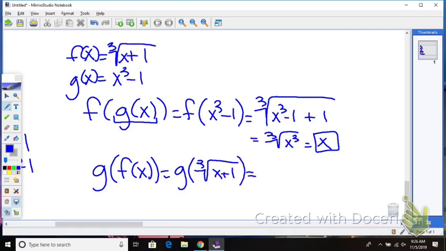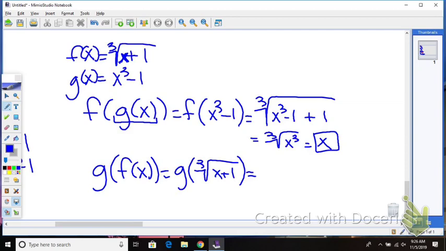Okay, so for f of g of x, I replaced with my g of x, which was x cubed minus 1. I plugged that into this x right here. So I had x cubed minus 1 and then a plus 1. The 1s simplify out, so I have the cubed root of x cubed, which is just x.